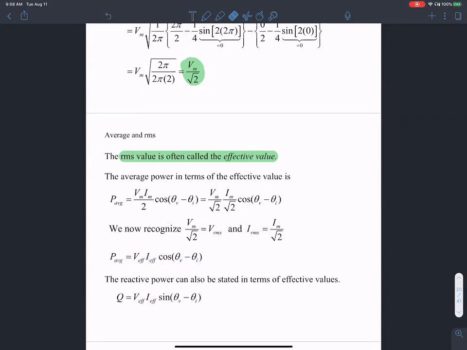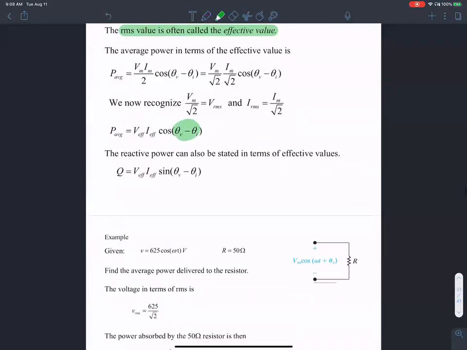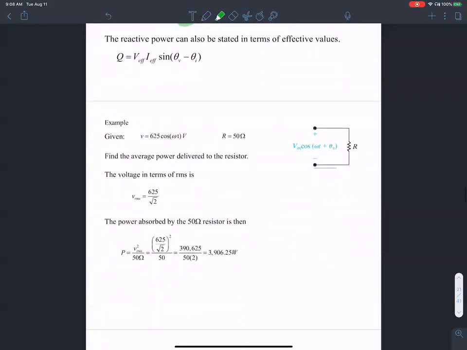So this term, theta V minus theta I, is an important term, as you can see.